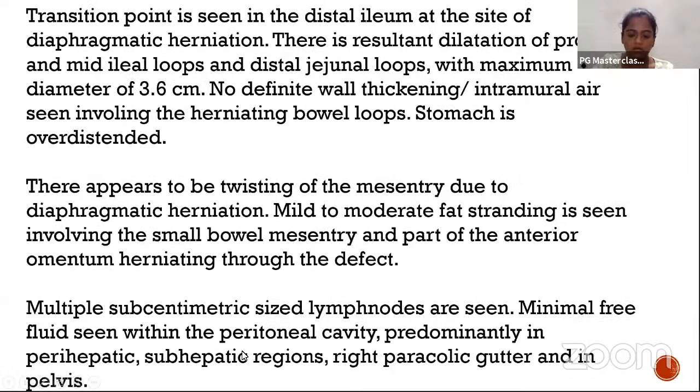There appeared to be twisting of the mesentery due to the diaphragmatic herniation. Mild to moderate fat stranding was seen involving the small bowel mesentery and part of the anterior omentum herniating through the defect. Multiple subcentimetric size lymph nodes were seen.